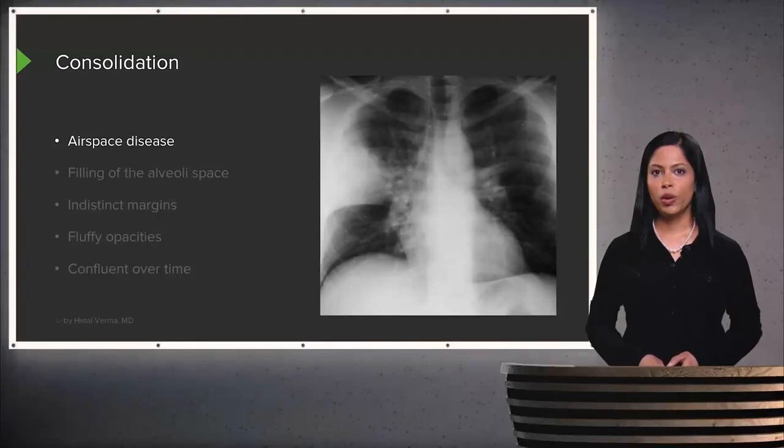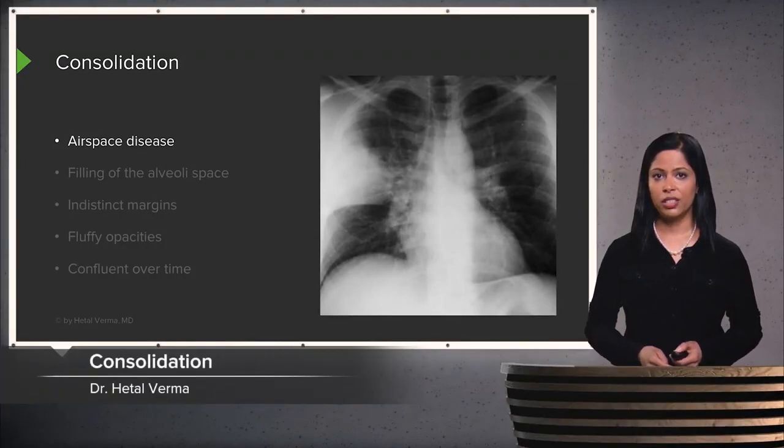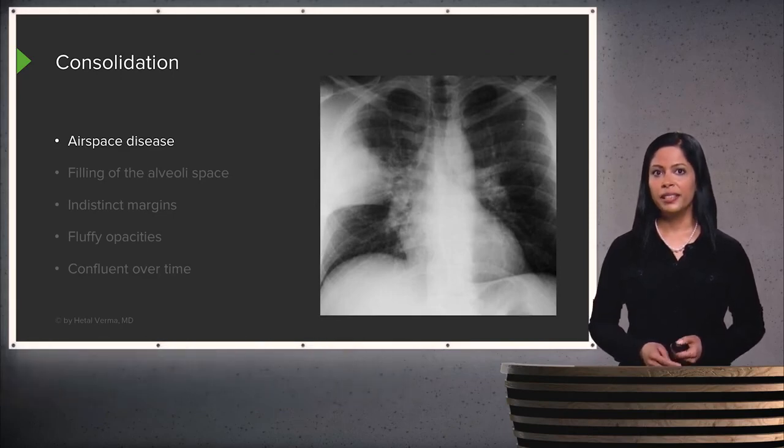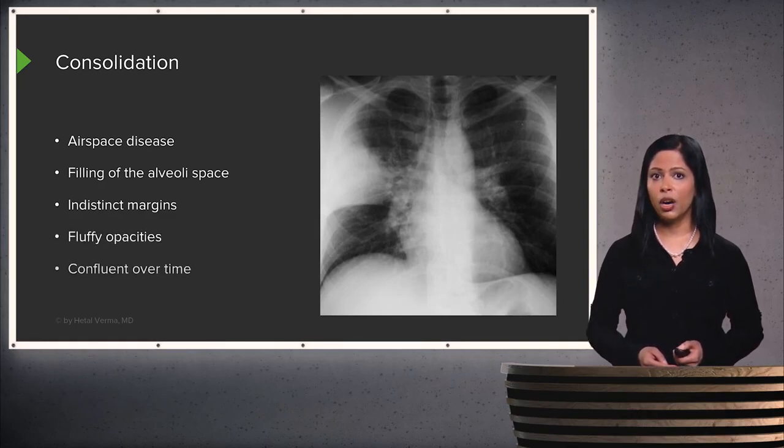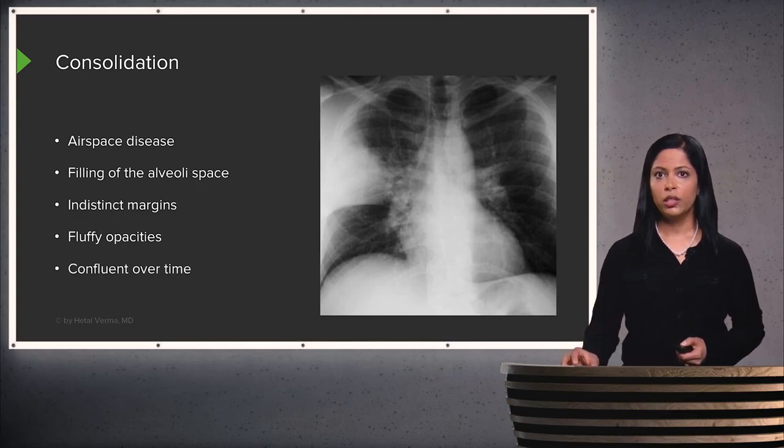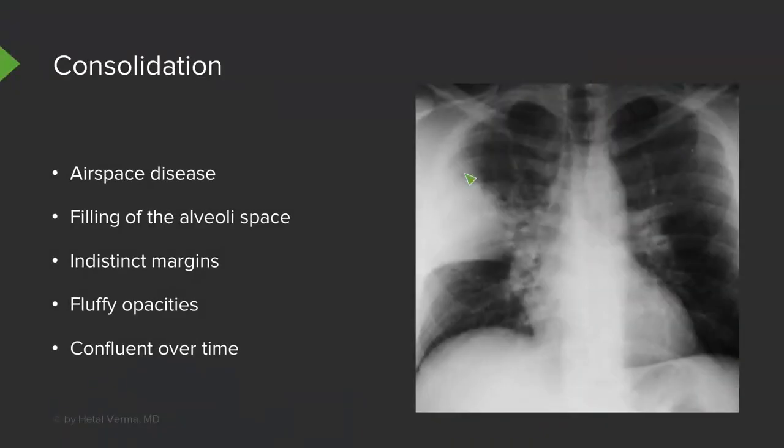So now let's discuss one of the most common abnormalities seen on a chest X-ray, and that is consolidation. So what is consolidation? It's a type of airspace disease, so it causes filling of the alveolar spaces. On a chest X-ray, it appears to have indistinct margins, and it presents as fluffy opacities that become confluent over time. So if you take a look at this chest X-ray here, this area that's white is an area of consolidation.